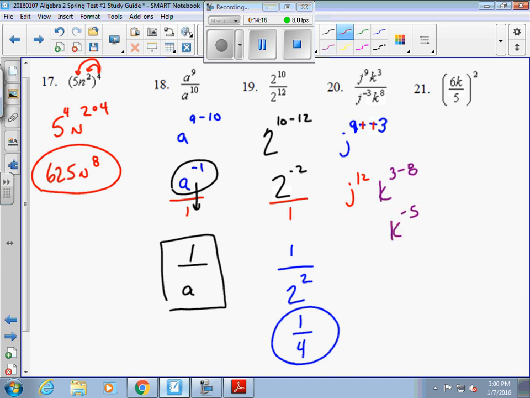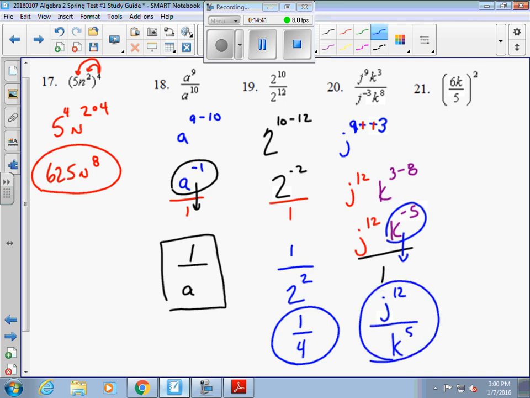Again, you can't leave a negative exponent like k to the negative 5th. So create a fraction by putting it over 1, and only the thing that's being raised to the negative value needs to ride the elevator. So k to the negative 5th goes down. J to the 12th stays right where it is on top. K to the negative 5th goes down and becomes k to the positive 5th. J to the 12th, k to the 5th.